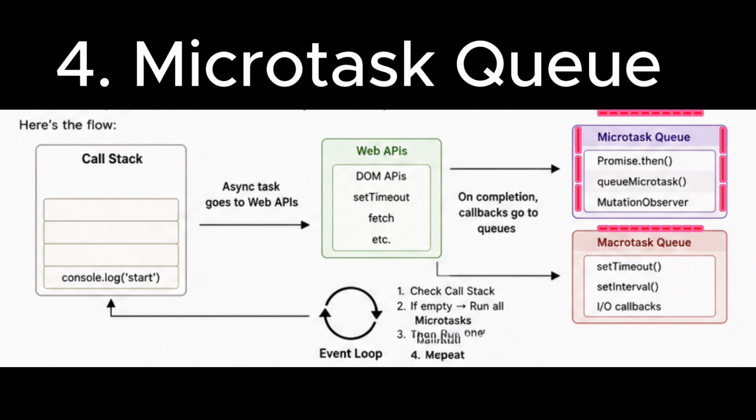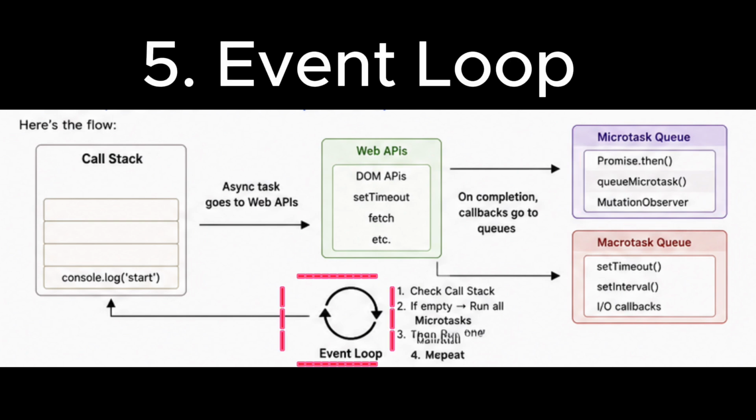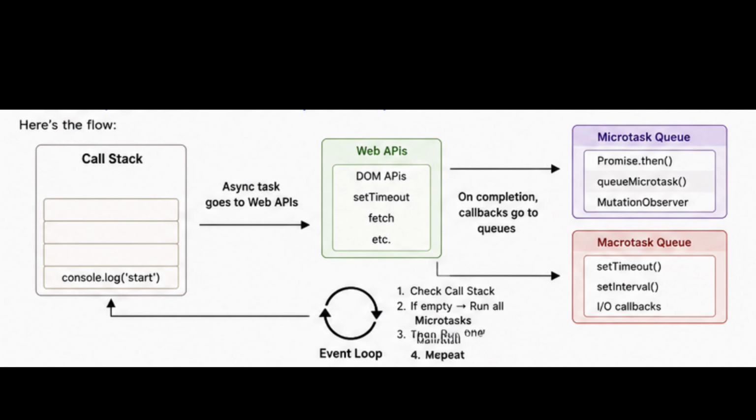Now the last one is the event loop. The event loop acts like a manager. It constantly checks, is the call stack empty? If yes, it first executes microtasks, then macrotasks. This order is very important. With the help of these 5 components, now let's try to connect all of these with our code snippet.